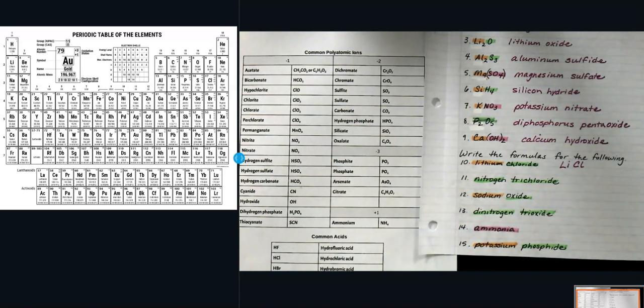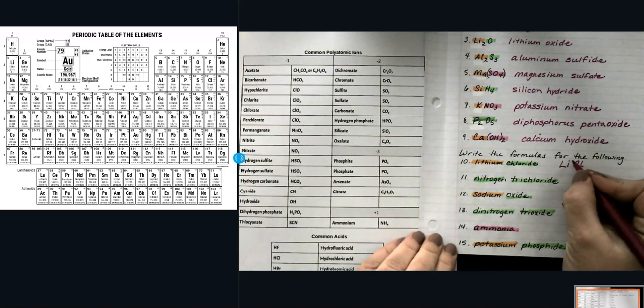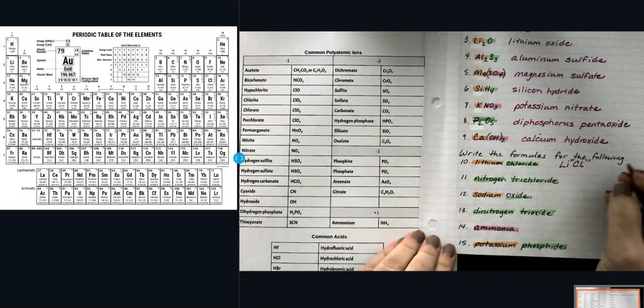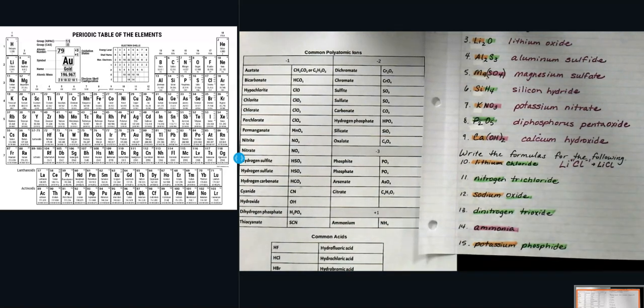So now we're set up, we can get going. Lithium is a metal, so it's got a charge of +1. Chlorine is -1. We cross those charges, so we have LiCl.